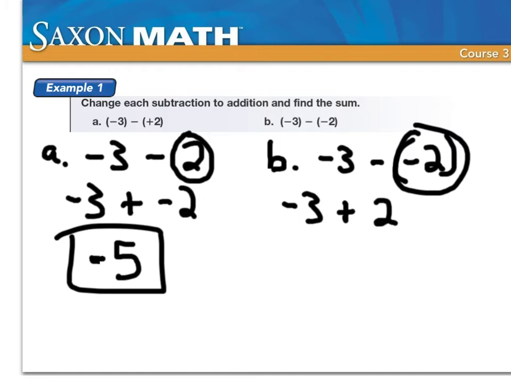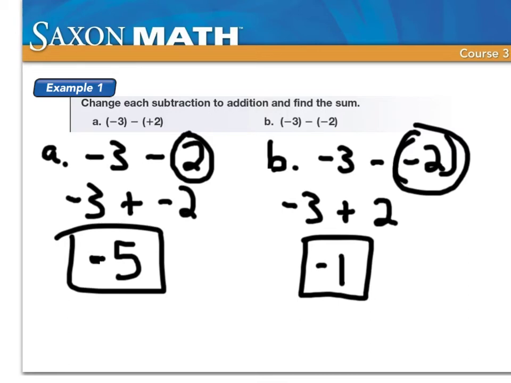And now I'm going to add the numbers. Well, negative 3 plus 2, they're different signs. One's negative, one's positive. Different signs, I find the difference. So 3 minus 2 is 1. Then there's more 3's than 2's. Okay, 3 is bigger than 2, means there's more negatives than positives. So it's negative 1. And there's my answer.